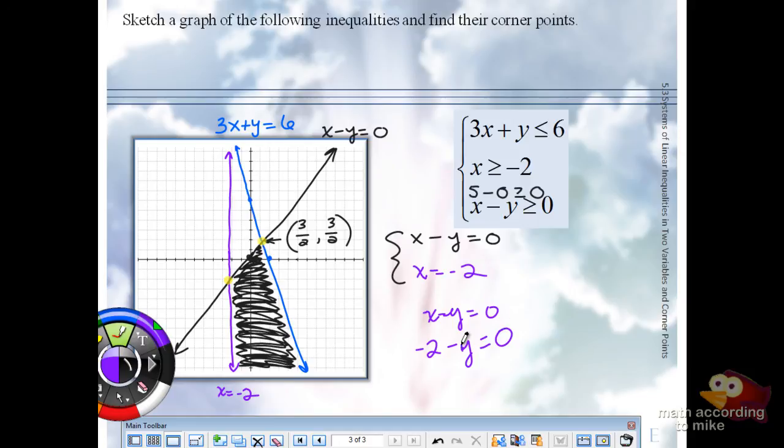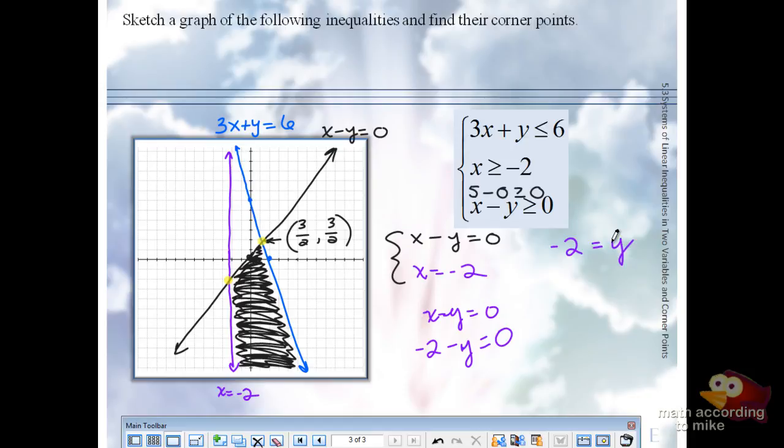How are you going to solve for y? Close. Add y to both sides? Sure. Done. y equals -2. So what ordered pair is this? -2, -2.